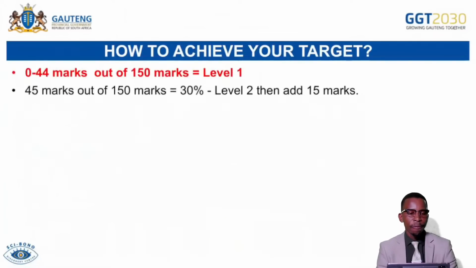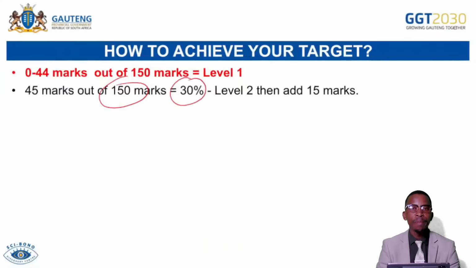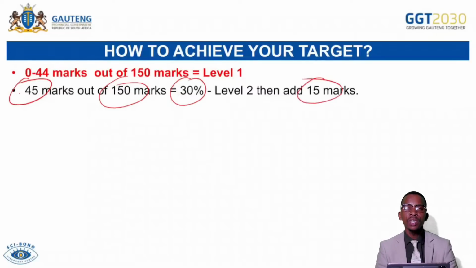And then 45 marks out of 150 is exactly 30%. So that's your level 2. So what you need to do if you want to achieve better than that, you add 15. So from 45, you say plus 15, you go straight to 60. That is your level 3, which is 40%.